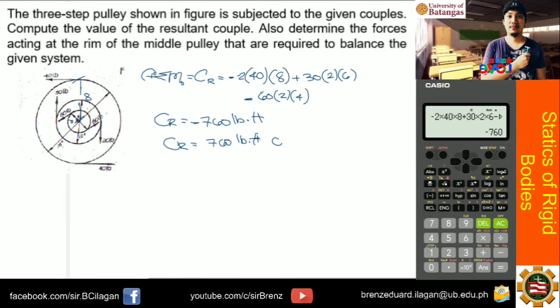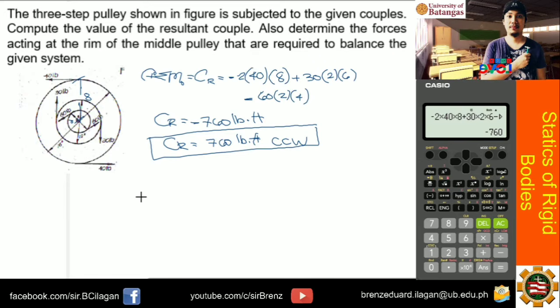Okay, next. So, ang sunod na tinanong is determine the forces acting at the rim of the middle pulley that are required to balance the given system. So, ang gagawin natin, kailangan natin siyang i-balance. Again, ang na-produce niyang moment nito mga forces na to is 760 pound-feet counterclockwise. So, since counterclockwise yan, kailangan natin siyang ma-replace ng single force kung saan mababalanse yung system niya. So, this time, dapat siya ay maging clockwise lang, no? Considering the same value of the moment.